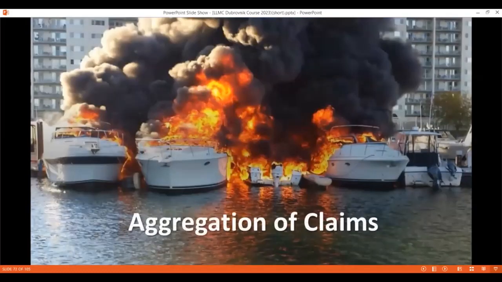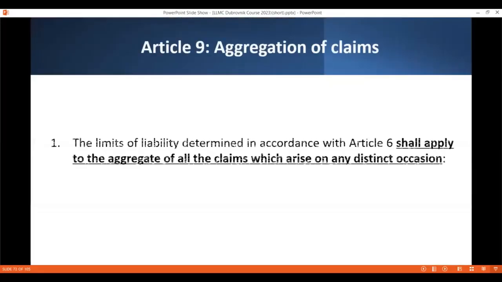Aggregation of claims. I will just stop here because it's a bit elaborate. Imagine that one match is lit and it caused damage to 1, 2, 3, 4, 5 vessels. But there's only one act of negligence. That means that the claims of the 5 claimants will have to be brought against one fund. If, of course, there are different acts of negligence, you may be required to constitute different funds. Because the idea is that a fund will apply to all the claims that arise on any distinct occasion. One act of negligence, one fund. Several acts of negligence that break the chain of causation, different funds.